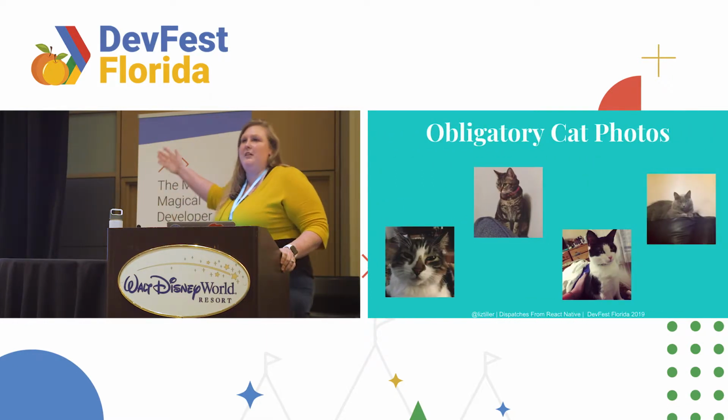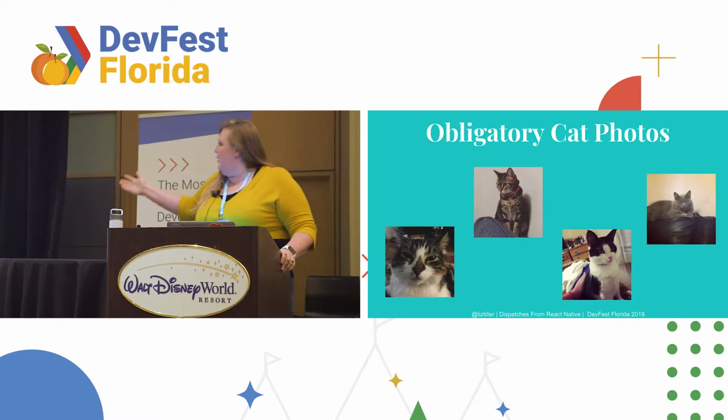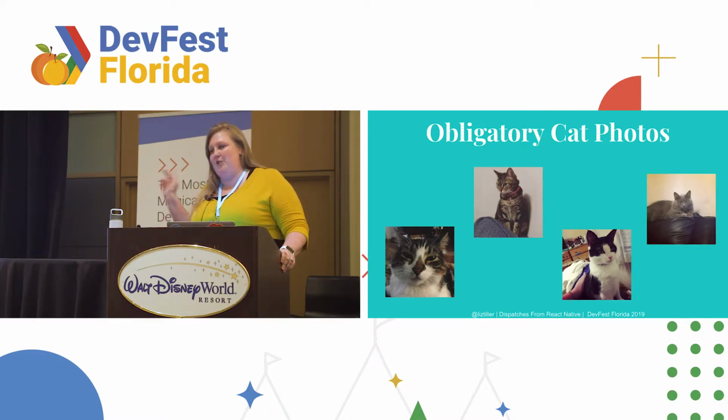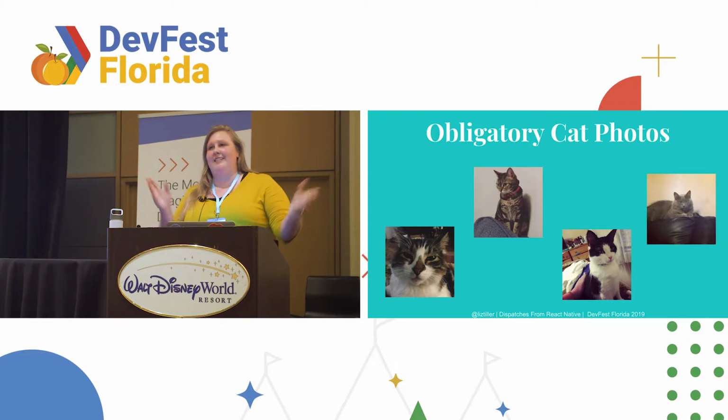And I always put an obligatory cat photo up there. That is Gizmo, Gadget, Hopper, and Shadowcat. And yes, all but Shadowcat have Disney-related names. Hopper, short for Dinglehopper. You can see why I'm here, right?